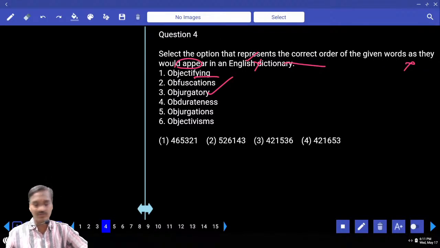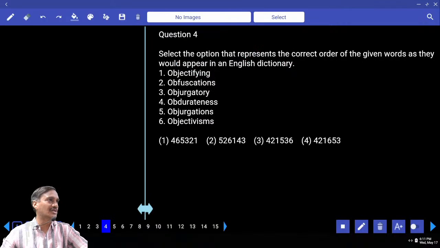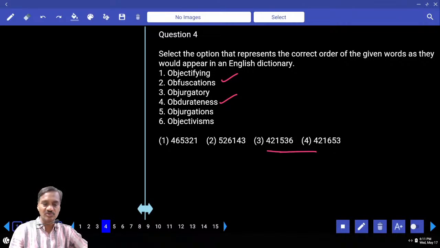Then coming to question number 4. Now in this one we need to arrange all these words in dictionary order. Tell me which comes first here. OB is common. The third letter is different. Now in the third letter, D comes first, next followed by F. That means 4 and 2. Now we are left with 4, 2, 1. Then what is the last one we have? OBJ, after it UR, and 3 should be at the last place, and 3 is at the last place given in choice 4, question number 4.